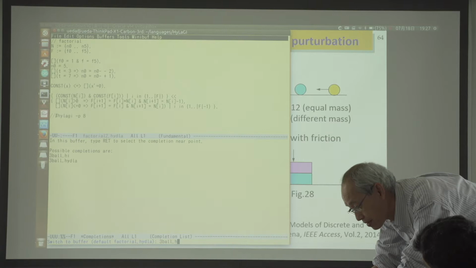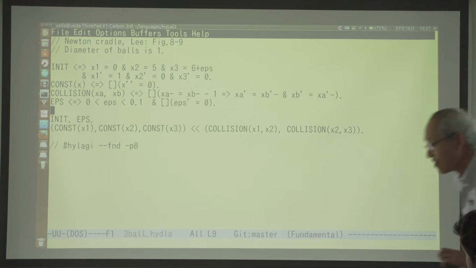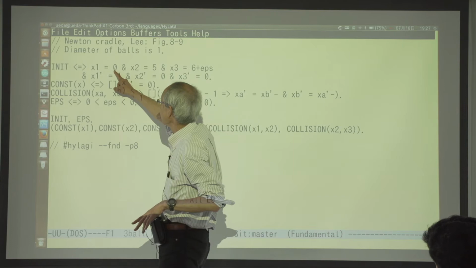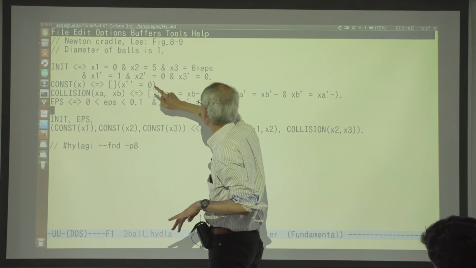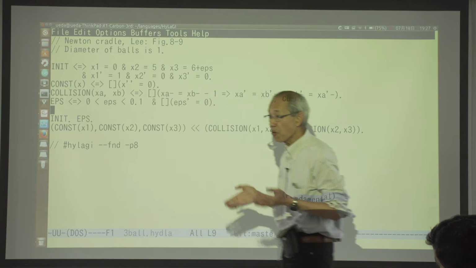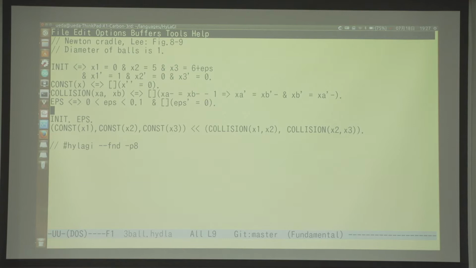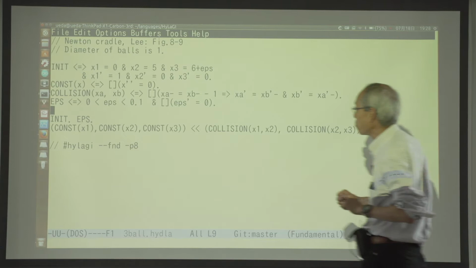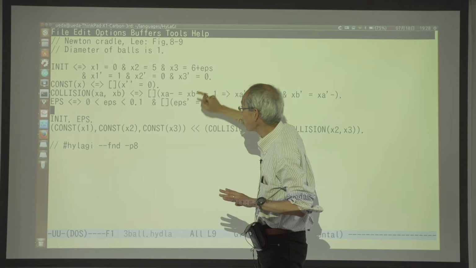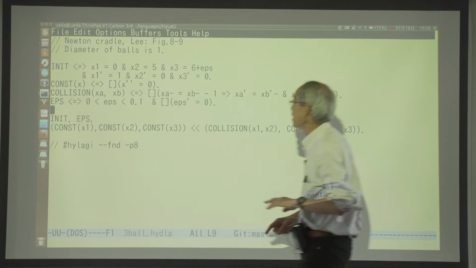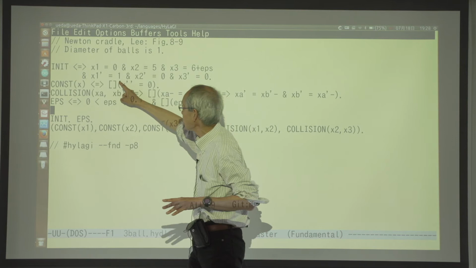So this is the program of the first example. See, the first ball is at zero, the second ball is at place 5, and the third ball is at place 6. But we know that our textbook knowledge about collision doesn't apply to multiple collisions. So we use a symbolic parameter, EPS, whose value is strictly larger than zero, but it can be very small. And then initial speed at zero. So the initial velocity of x1 is 1, and the others are just stopping.